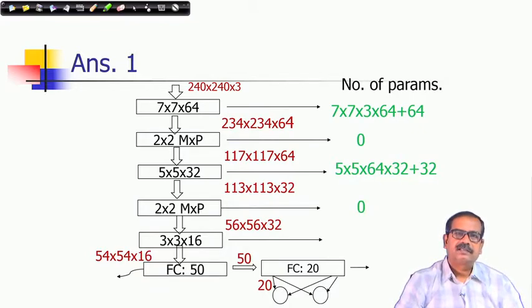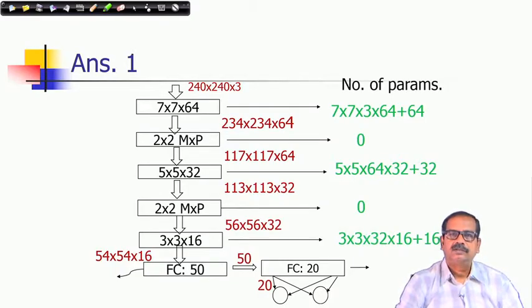In the next it will be fed to the 3 cross 3 filters, and the depth would be 32 because the input to that layer has 32 channels. So, it is 3 cross 3 cross 32, and there are 16 filters. So, 3 cross 3 cross 32 cross 16, plus for each of the 16 filters there are 16 biases. So, we will have 3 cross 3 cross 32 cross 16 plus 16.